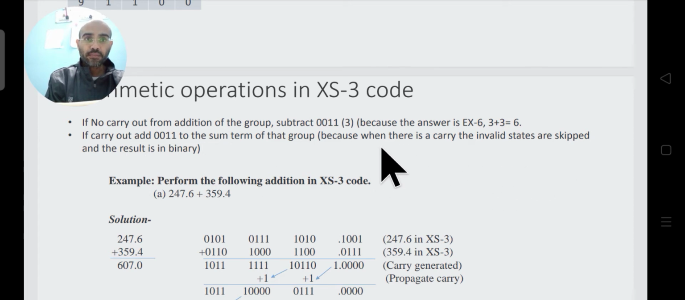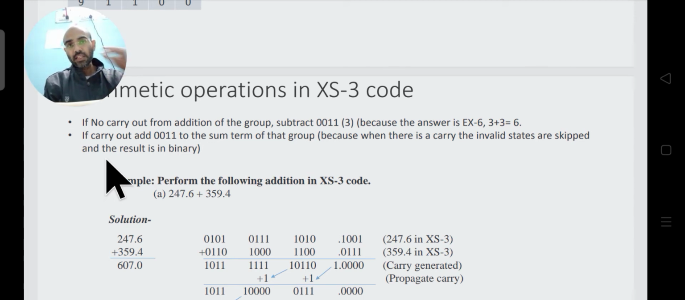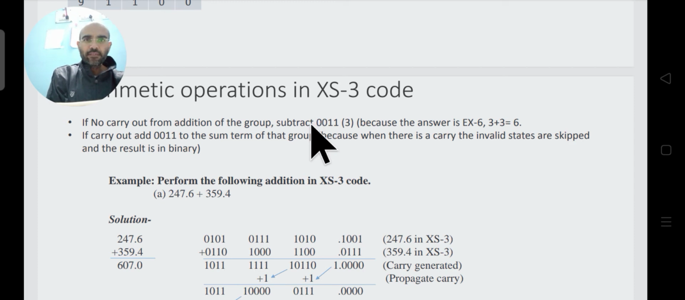So this is what you have to do: you have to add 3 to it, to skip the illegal code, to skip the illegal terms. This is what the answer is. And this is done because when there is a carry, the invalid states are skipped. So that is what I was telling you, that to get the correct legal code, we have to add 3 to it. You can understand it easily with the help of an example.